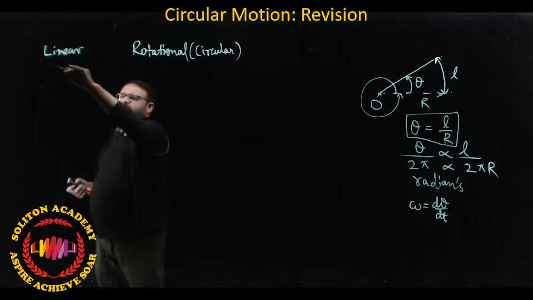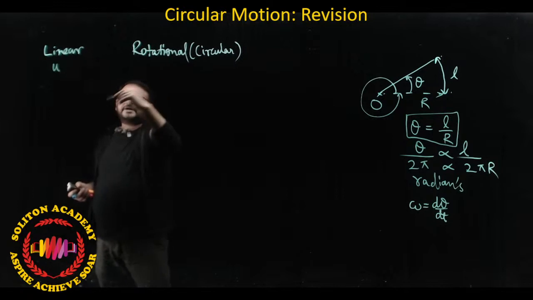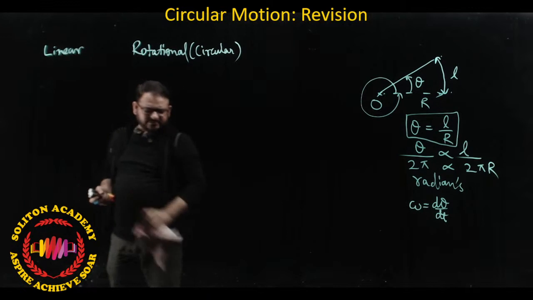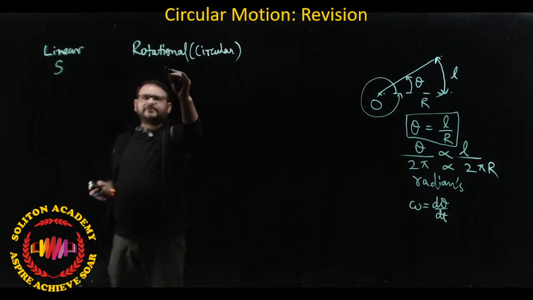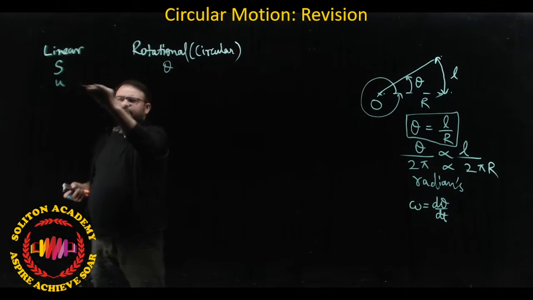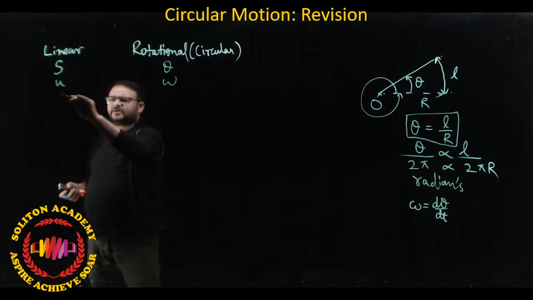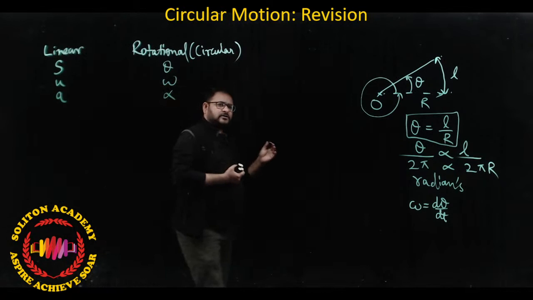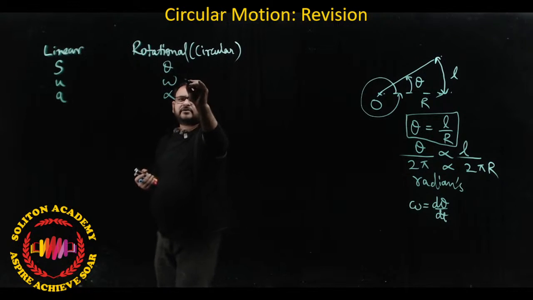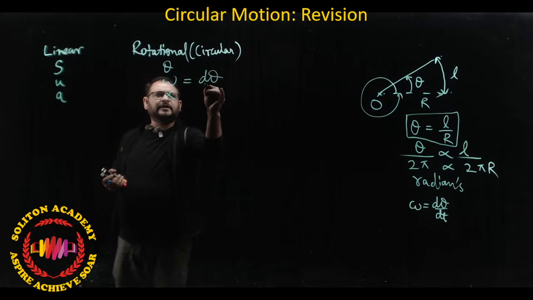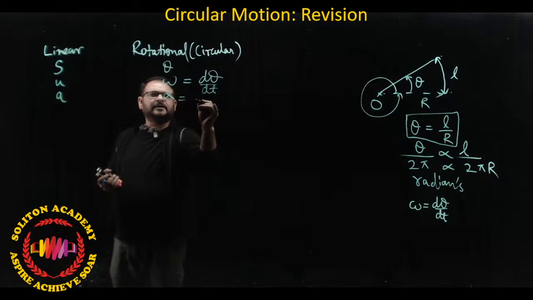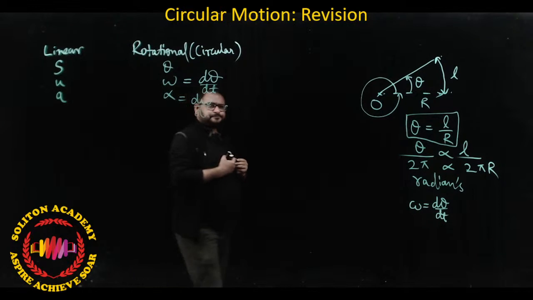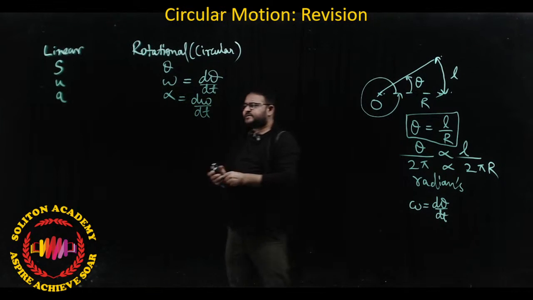Okay, so in rotational or circular motion, here we have the velocity u. So let's start with displacement. So we have the simple displacement s, and here we have theta, here we have u, here we have omega, here we have acceleration a, here we have alpha. Now alpha is called the angular acceleration, and we are going to write them down. d theta by dt, alpha is d omega by dt. Very well.